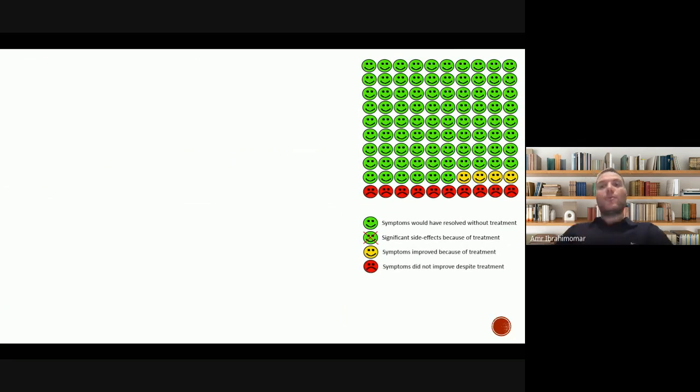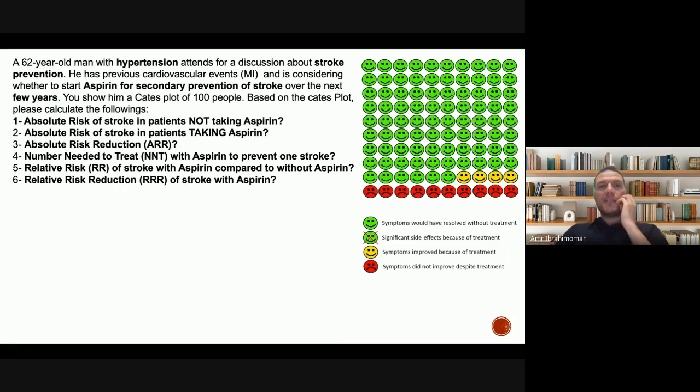Let's use the same case plot, because all we need is a concept. Then he's again asking many things. Okay, what he wants here? He wants here to calculate the absolute risk of a stroke in patients not taking aspirin. Then he's asking you the absolute risk of a stroke in patients taking aspirin. Then he is asking you calculate the absolute risk reduction. Another question which is very easy now, number needed to treat, so it will be 100 divided by the number of your faces. Then he is asking relative risk of a stroke with aspirin compared without aspirin, relative risk reduction.